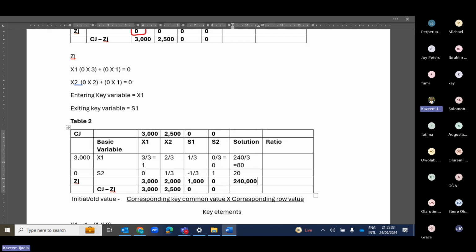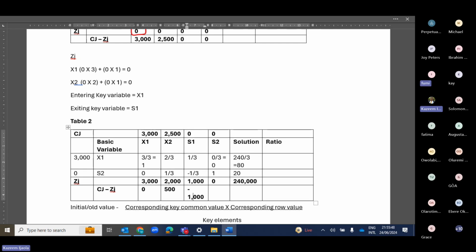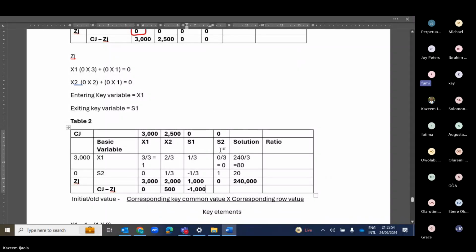The next thing is to do CJ minus ZJ. So this one is 0, this one is 500, this one is minus 1,000, and this one is 0.